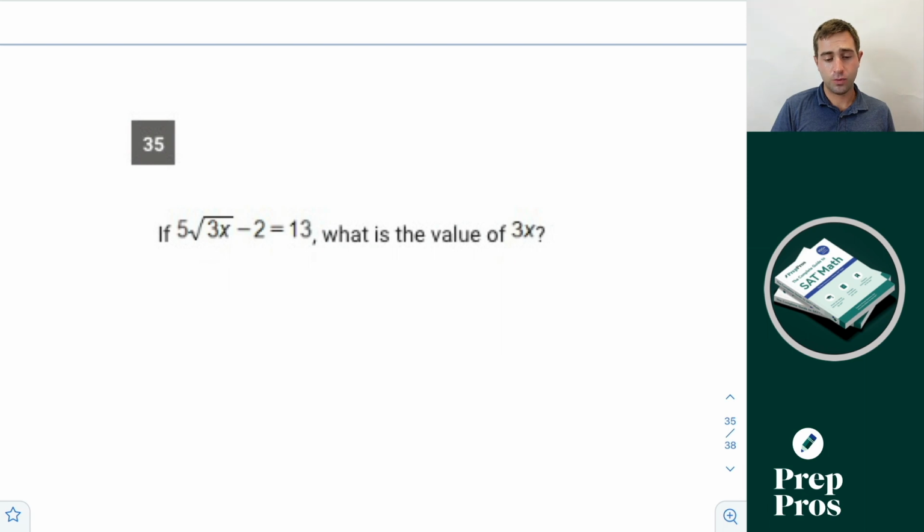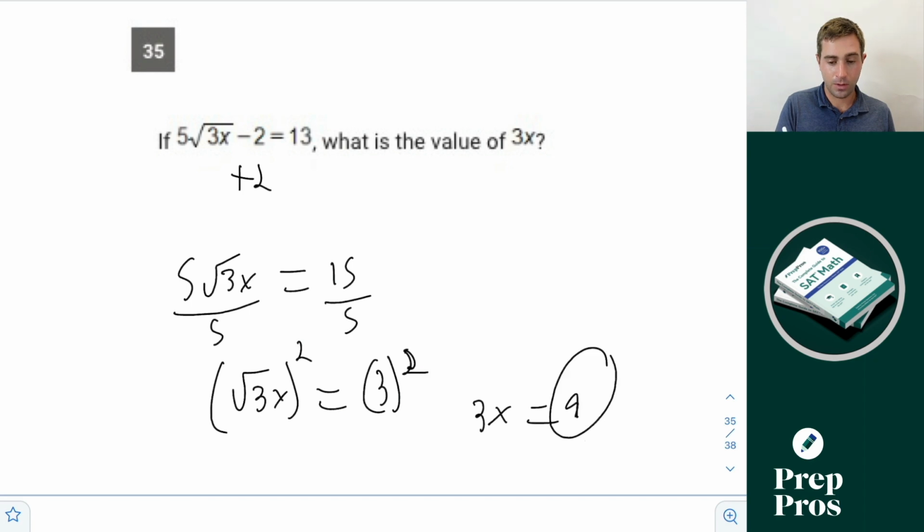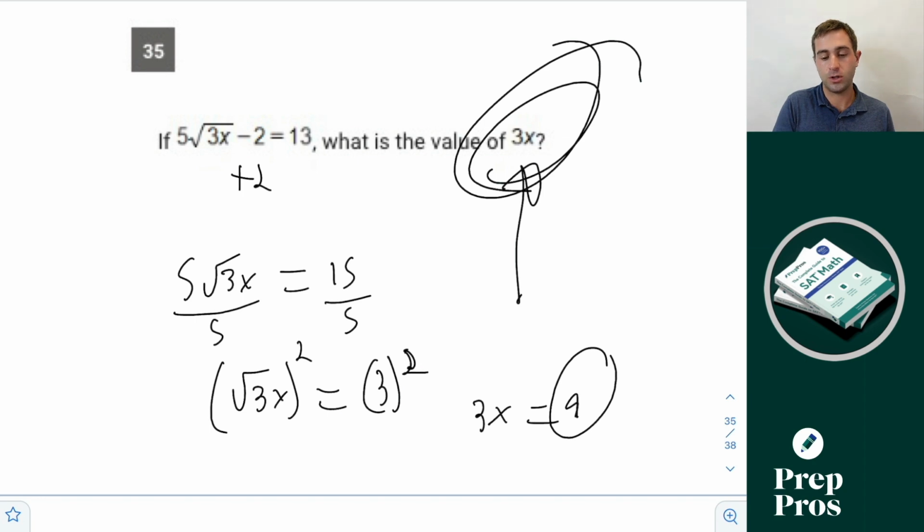If 5 root 3x minus 2 equals 13, what is the value of 3x? Well, first thing we're going to do is add that 2 over. So we'll get 5 root 3x is equal to 15. Let's go ahead and divide both sides by 5. This will give us that root 3x is equal to 3. Now let's go ahead and square both sides. This is going to give us that 3x is equal to 9. We're solving for 3x. Anytime you see stuff like this, put a big fat circle on the page so you don't stop short or solve for x instead. But that will give us our right answer there of 9.